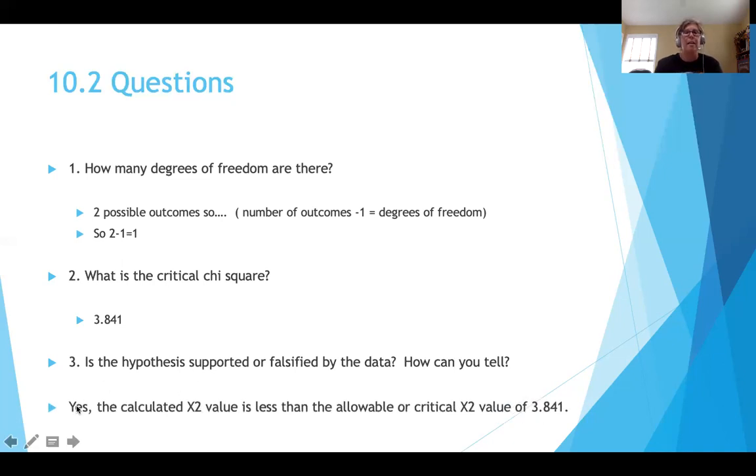It's no good. So is the hypothesis supported or falsified by the data? I put yes. Yes, it is supported. The calculated chi-square value is less than the allowable. So you could even put down that your calculated 0.4 is less than 3.841. So what we're looking for is for you to use your data to support this statement. Why is it supported? Why is it falsifiable?